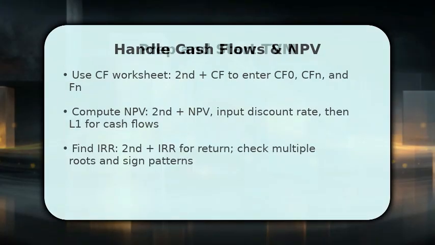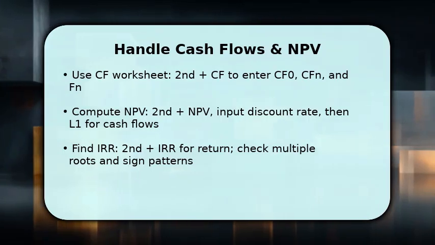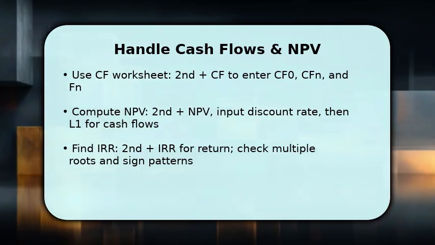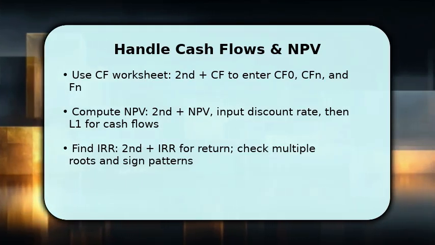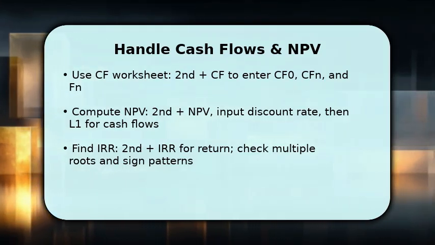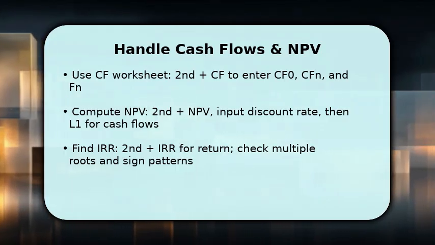Now you'll move to uneven cash flows and valuation. Enter each cash flow in the CF worksheet: CF0, then each CFn and its frequency. Once entered, press 2nd plus NPV, type the discount rate as a %, and reference the cash flow list to calculate present value. To get the internal rate of return, use IRR.